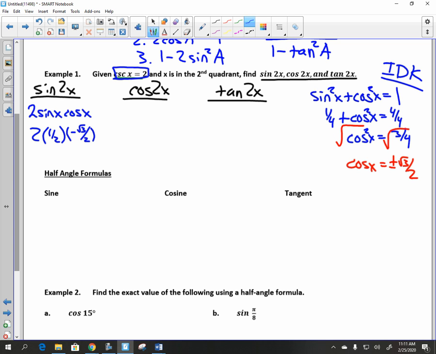What's 2 times a half? 1 times negative root of 3 over 2. I told you for cosine of 2x, I like to use this formula: 1 minus 2 sine squared of x. Part of the reason I like to use that is because I already know what sine squared is. We already determined sine squared right in our work over there. What is sine squared? A fourth.